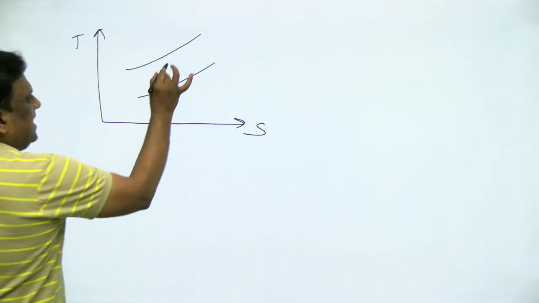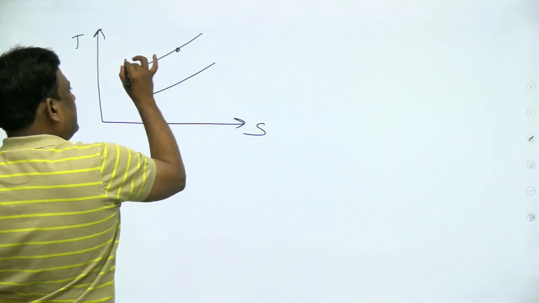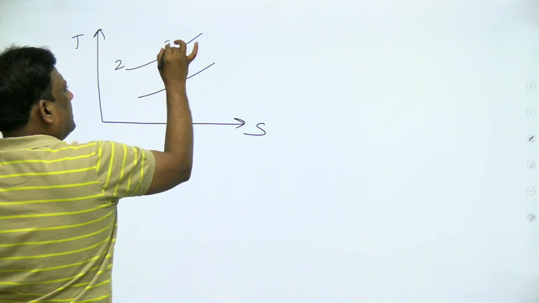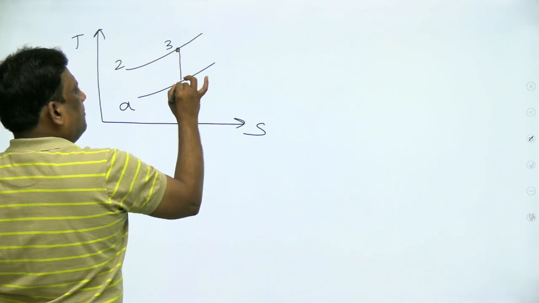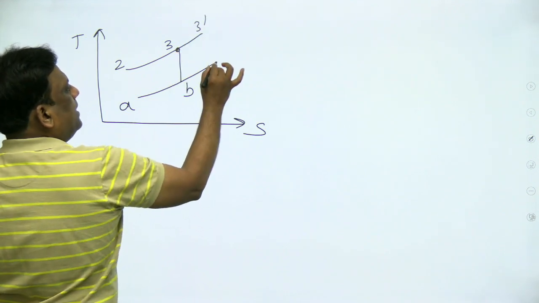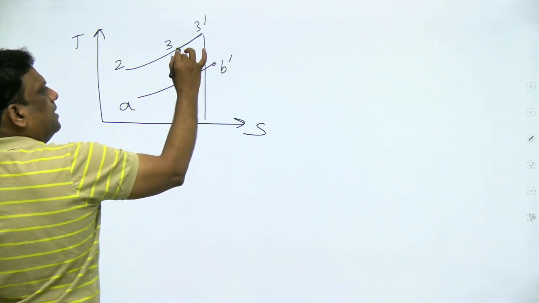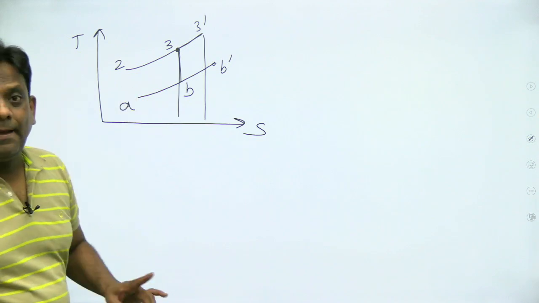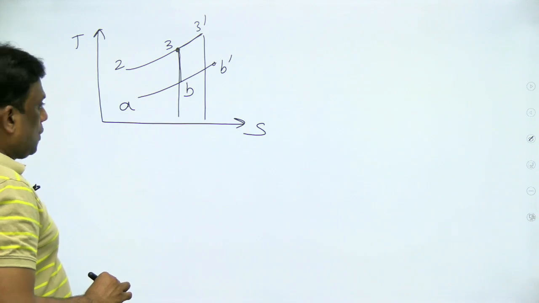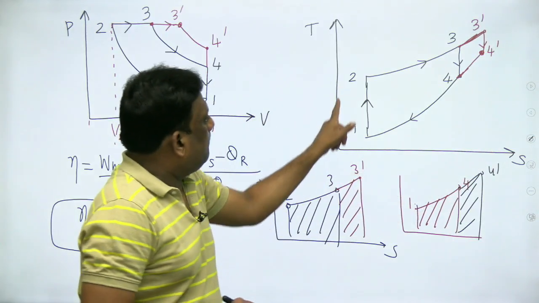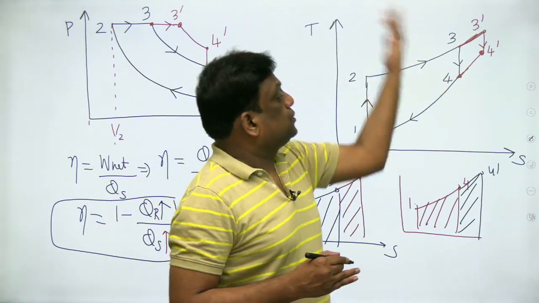Imagine, for example, I increase from this point to this point, let us say 2, 3. It is A. Let us say it is B. Now I have moved from 3 to 3 dash, so B to B dash. As they are parallel, the increase will be almost the same. But here, what is happening? The upper one is constant pressure, which means less slope, and the lower one is constant volume, which means more slope.